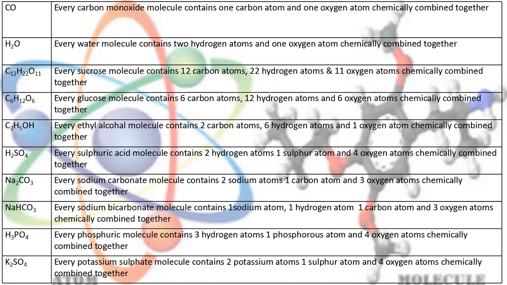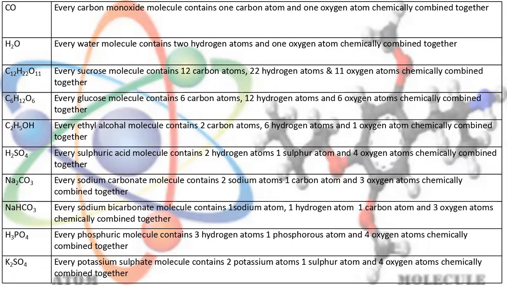Next is C12H22O11. C12 carbon 12, H22 hydrogen 22, O11 oxygen 11. This is the formula of sucrose. Sucrose is just like glucose, but the chemical formulas and chemical combinations are different. Every sucrose molecule contains 12 carbon atoms, 22 hydrogen atoms, and 11 oxygen atoms chemically combined together.